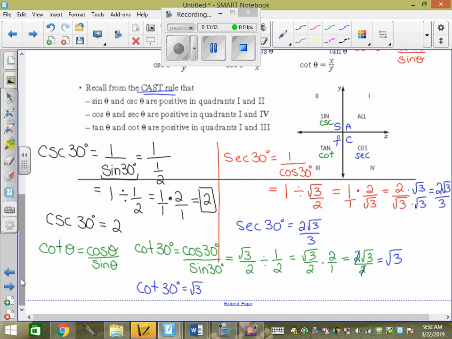If I ask you for tan of 120, it's going to be in quadrant 2. Is tan positive here? No. And tan is sine divided by cos, so it's going to be a positive divided by a negative. It's going to give me a negative number. That's why CAST works. Okay? All right.